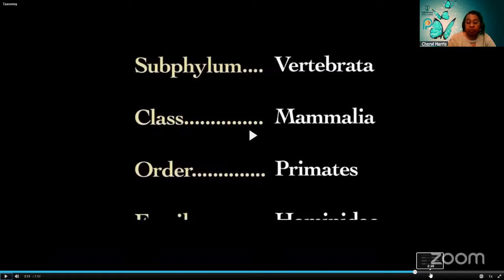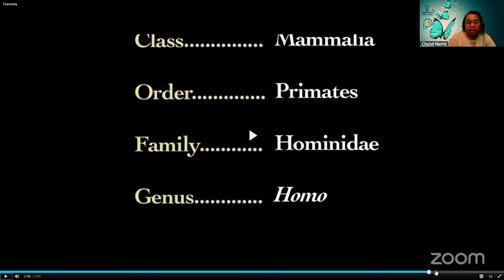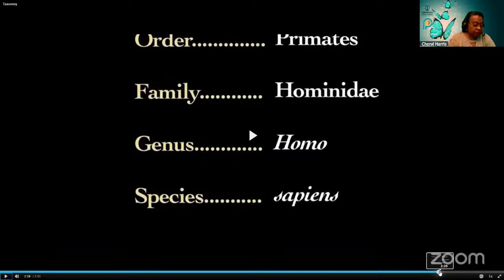Under that is the order of primates because we stand upright. And then we are in the family of Hominidae and the genus Homo and species sapiens. So typically, I know most of you have heard that we are classified as Homo sapiens. You are named according to your genus and species. Okay, but this is an example of just naming one organism.